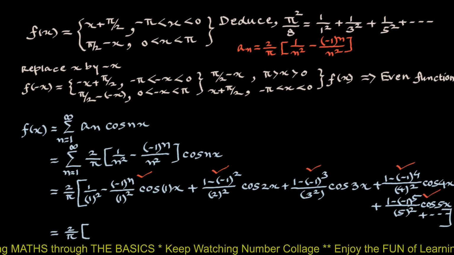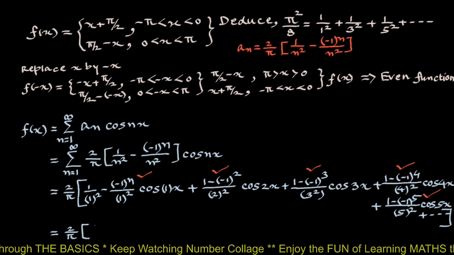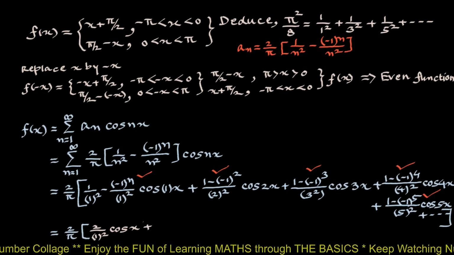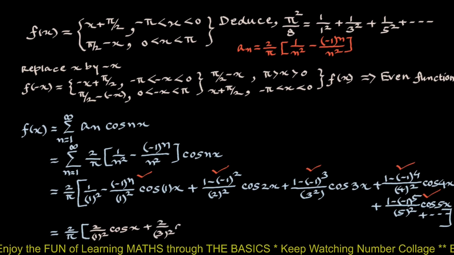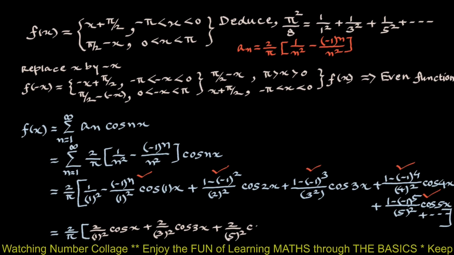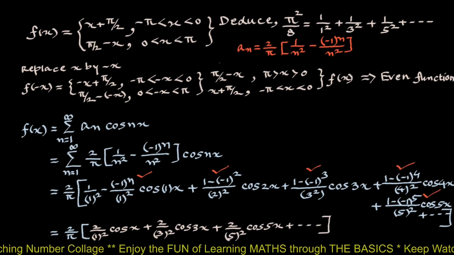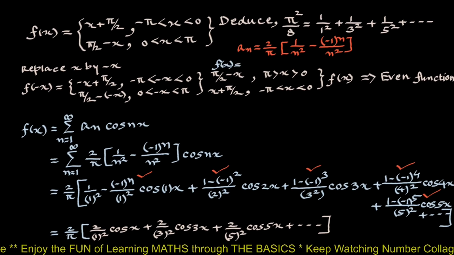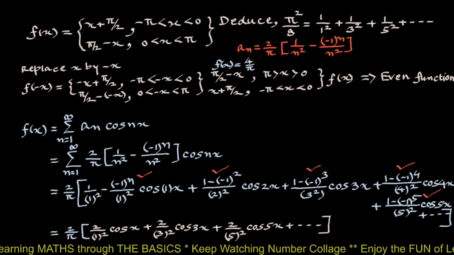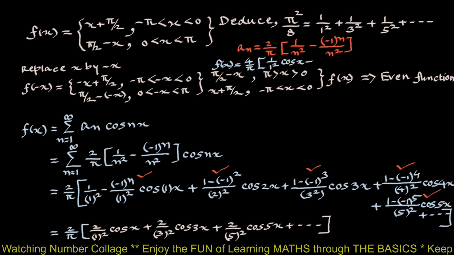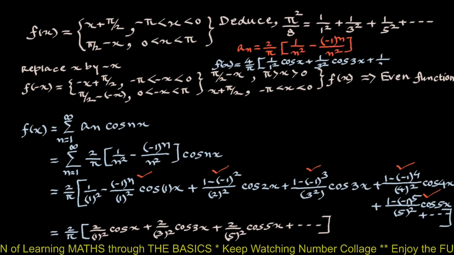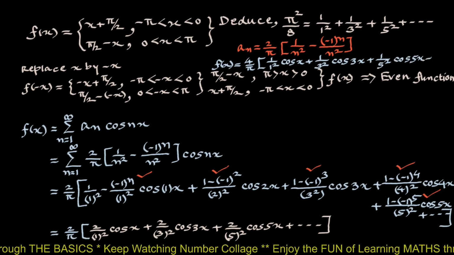So this will be 1 plus 1 upon 1 square, that is 2 upon 1 square cos x, plus third term 1 plus 1, 2 upon 3 square cos 3x, plus fifth term 1 plus 1, 2 upon 5 square cos 5x, plus so and so forth. So f of x will be, taking 2 common from each term, 2 multiplied by 2 will be 4 upon pi into 1 upon 1 square cos x, plus 1 upon 3 square cos 3x, plus 1 upon 5 square cos 5x, plus so and so forth.